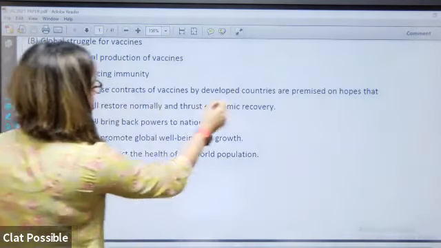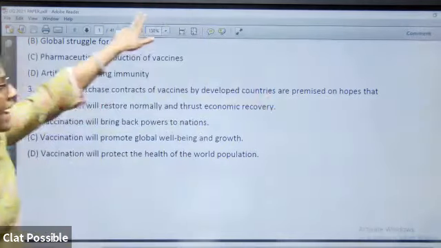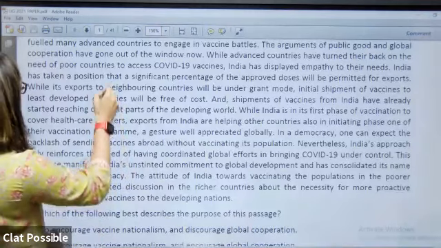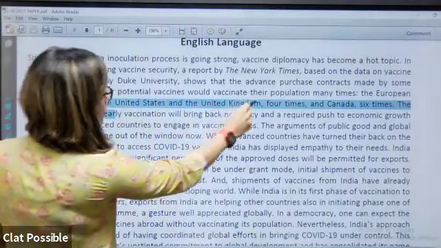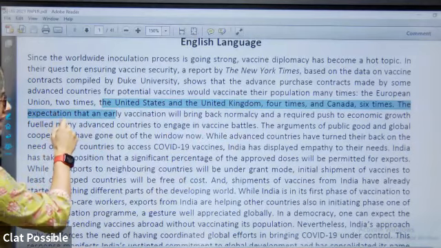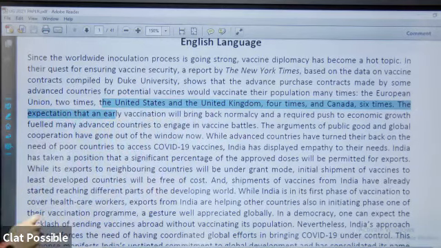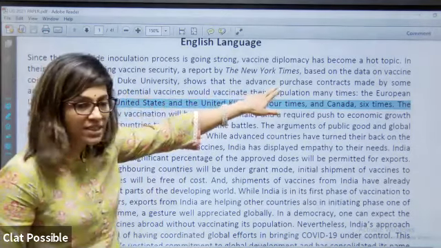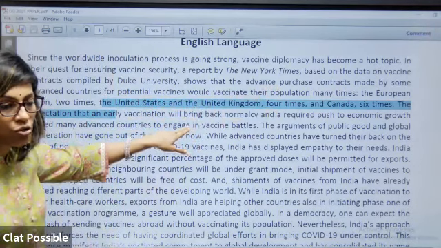So with whatever question that is asked over here, advanced purchase contracts, etc., what you have to do is look for that line and read a little before and a little after. So we went back, we read that line. We, of course, marked it also over here. So we read the advanced purchases line over here. And now why did we do it? So that we could get an idea of which context it has been written in. So naturally, these countries have taken advanced purchase contracts to be able to go back to normalcy and push economic growth. So both these things are written together.